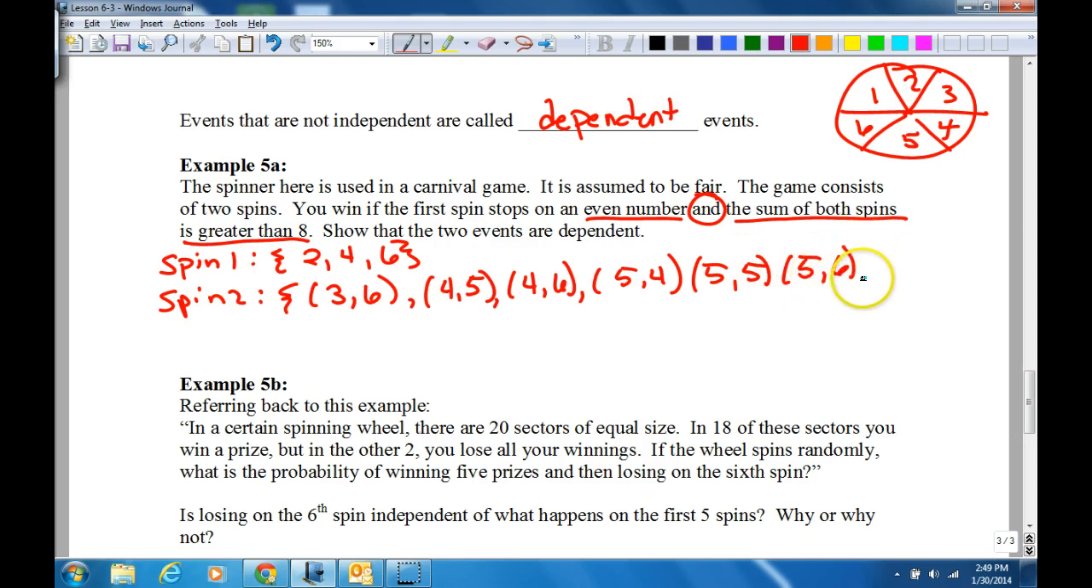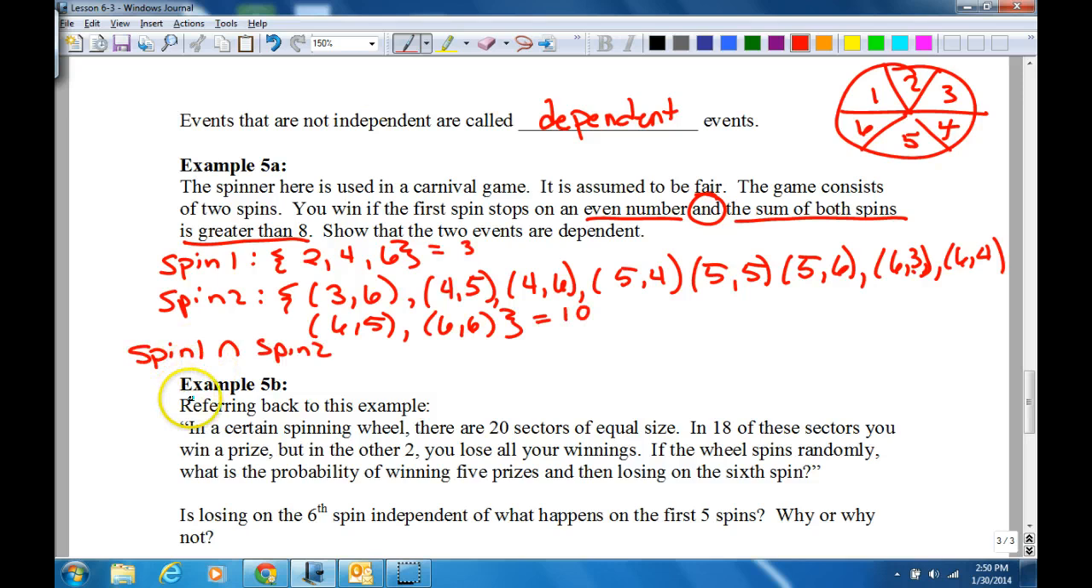Okay, and then I could have 6 and a 3, a 6 and a 4, a 6 and a 5, and a 6 and a 6. Okay? Yep. How many do you have?